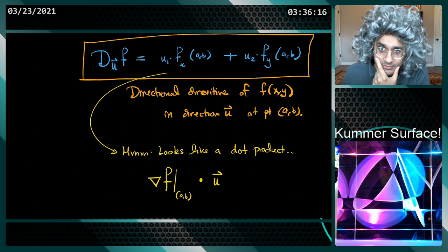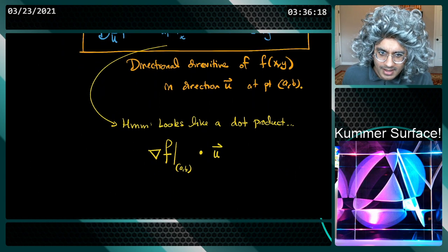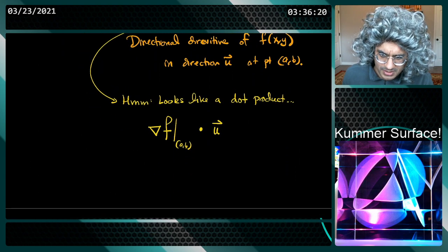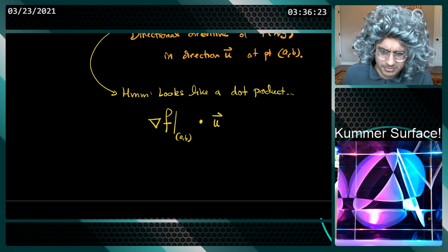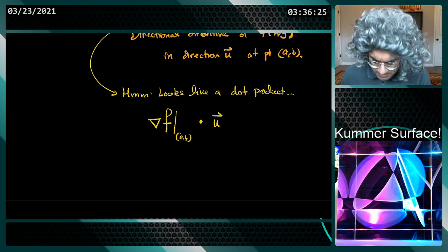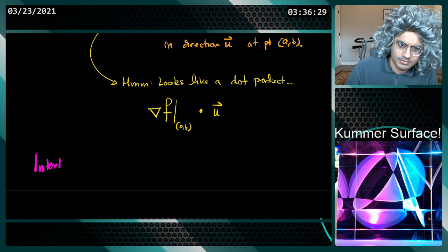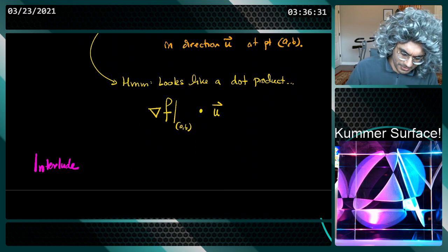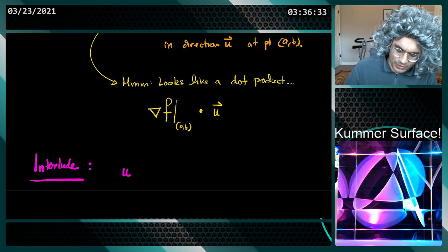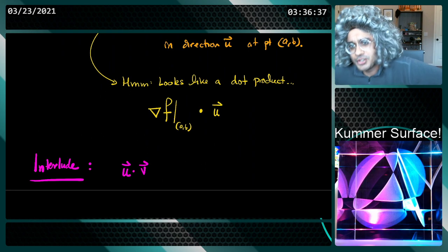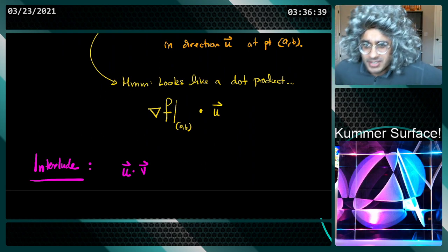Very simple, elegant formula. And now, I want to remind you of how to compute the dot product geometrically. Interlude. Do you remember that if you have two vectors, you can do what's called a formula.